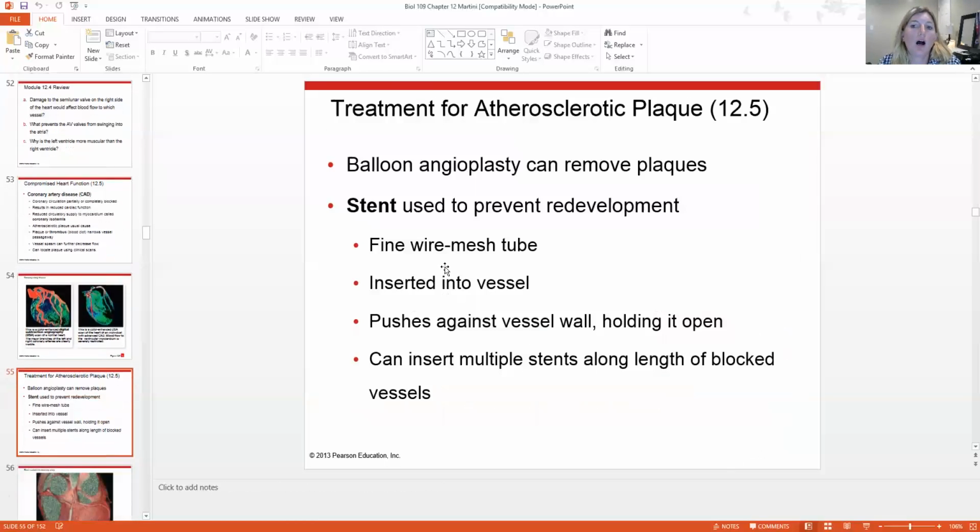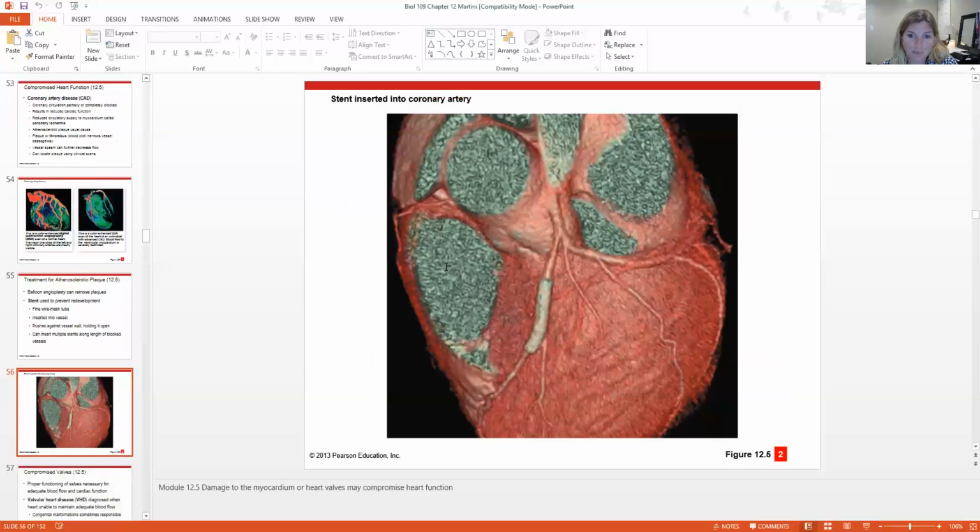Other treatments are balloon angioplasty, which is when a little catheter is inserted and the balloon pushes the plaques up against the walls. A stent can be used to prevent the redevelopment of those plaques, just a little wire mesh tube inserted into the vessel to push the wall open to make sure that it doesn't collapse. You can get several stents along the length of a blocked vessel. There is a stent right here.